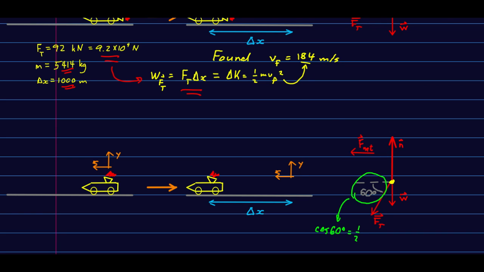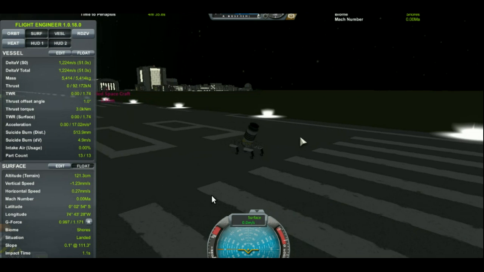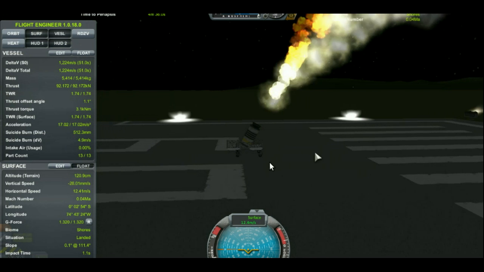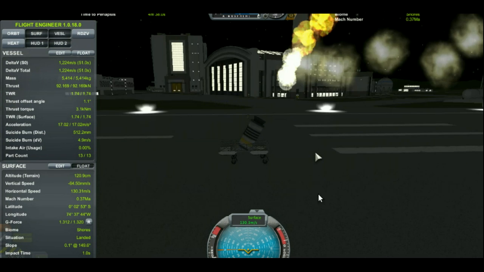We'll see. Here's our modified rocket car with the rocket engine at a 60-degree angle, and we'll light it up, and off it goes down the runway. And I've just skipped ahead to the point where the little guy standing a kilometer down the runway is in the background here, and we can see that it's going at 130.3 meters per second this time.